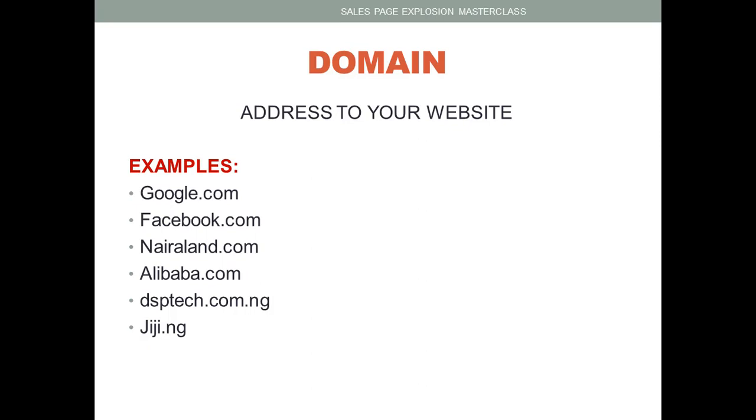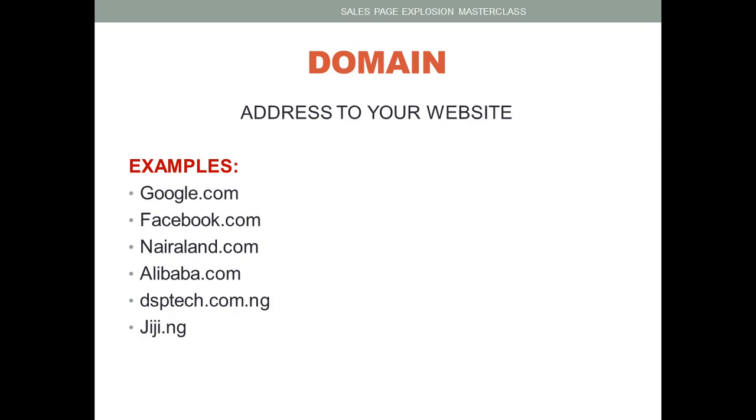So Google has a unique identifier on the internet, which means they have an IP address. Facebook has its own IP address. Nairaland and other websites like that, they have their IP address. But because we are human beings, we need something we can easily remember. That's why there is a system in place that maps the IP address to a domain name. So an example of a domain is google.com. The word itself, google.com, is the domain name. So it is more or less like the address to your website.